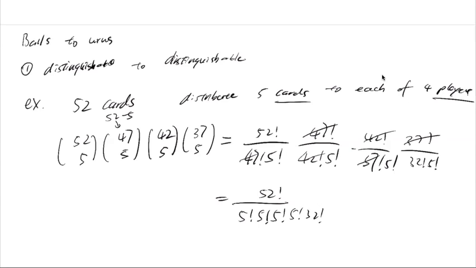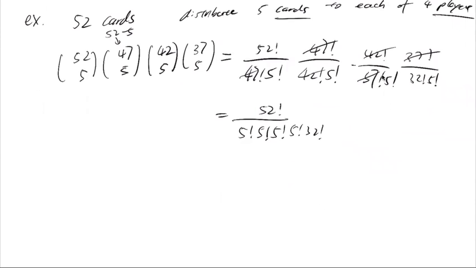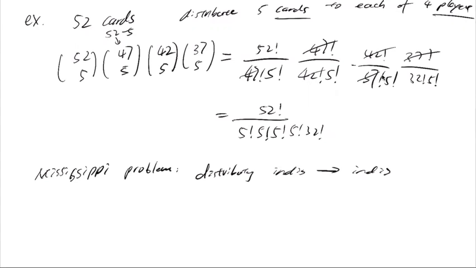And that is very similar to the Mississippi problem. So let me see if I can find the Mississippi problem. Yeah, so the Mississippi problem is essentially the same thing as this problem. For the Mississippi problem, we're essentially doing the same process of distributing indistinguishable to indistinguishable. What are we doing here?